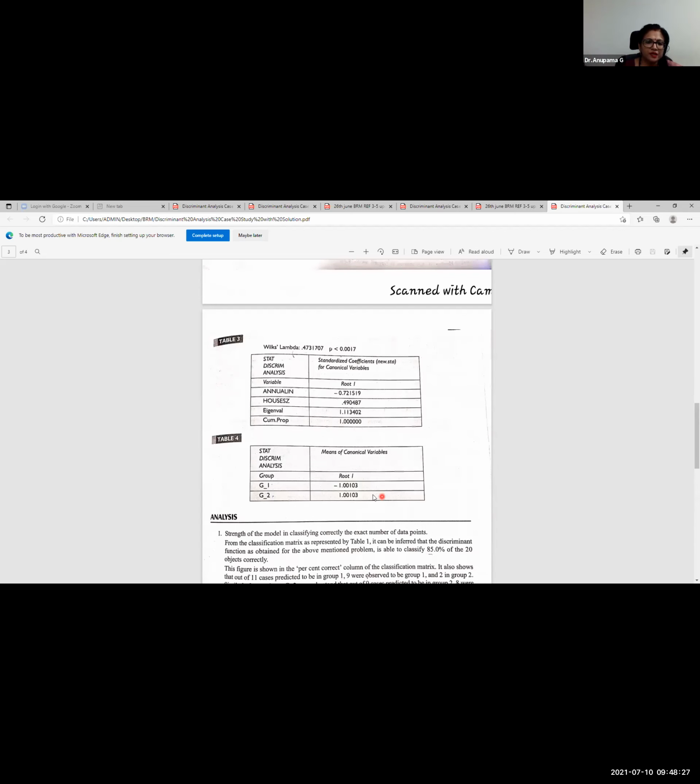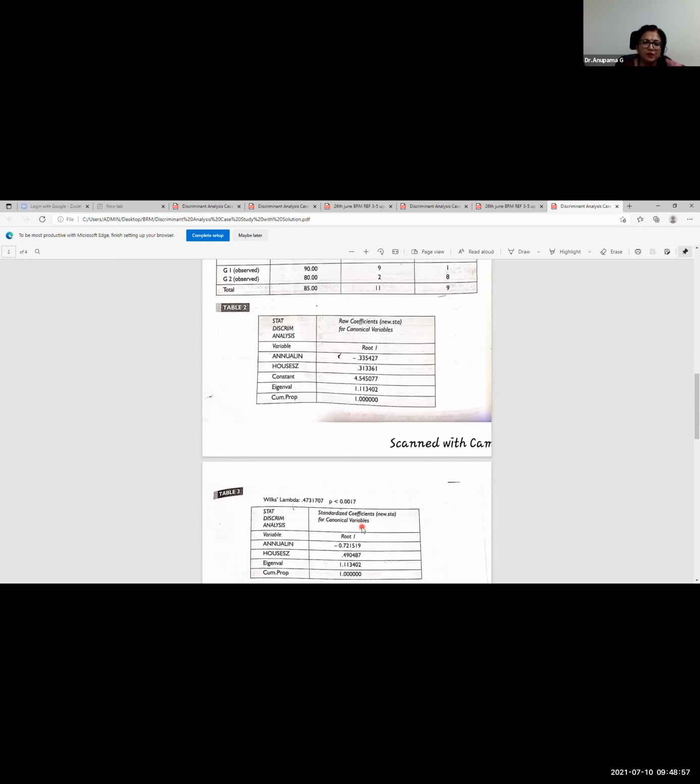If the Y value is between, now this is where you will use this function in table 4, and the score, if the score is more towards minus 1.00103, that means it will be classified as a group 1 case. And if the score is towards 1.00103, it will be towards the second group. And the mean value, the middle value will be actually 0. All right. So whatever score Y takes, you have to check that Y score with the value on this table 4. Are you getting the point?